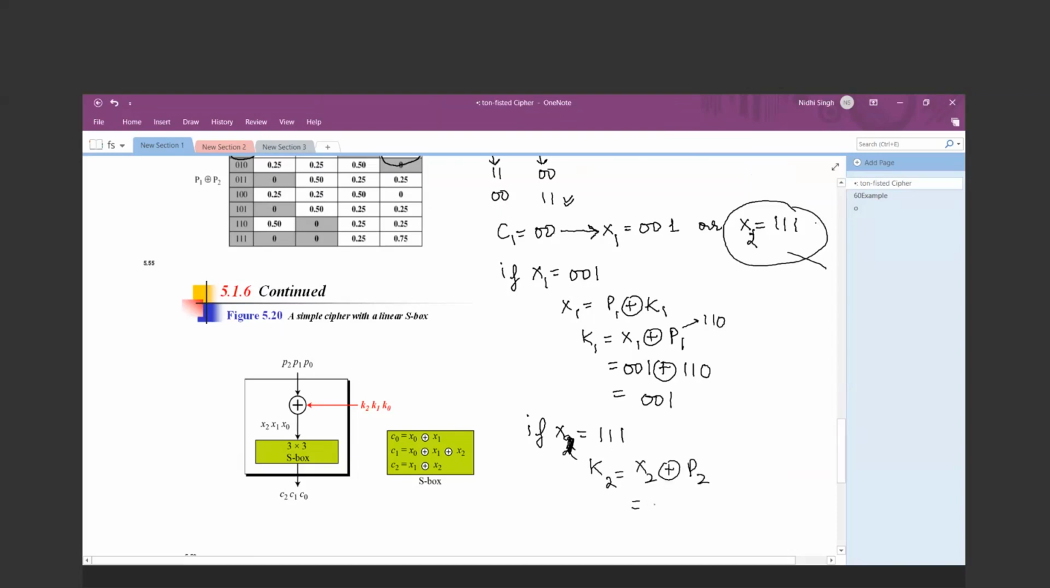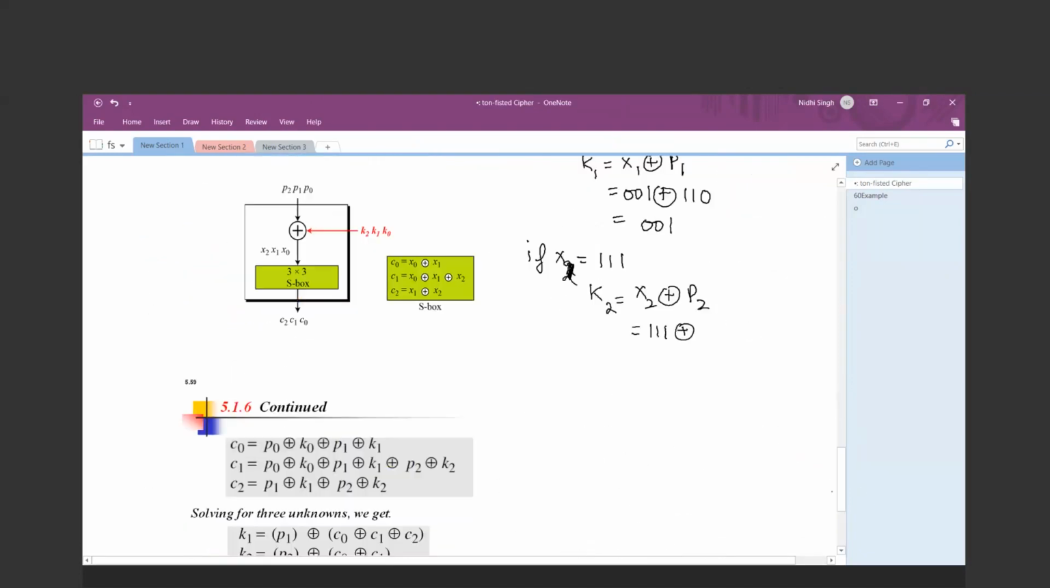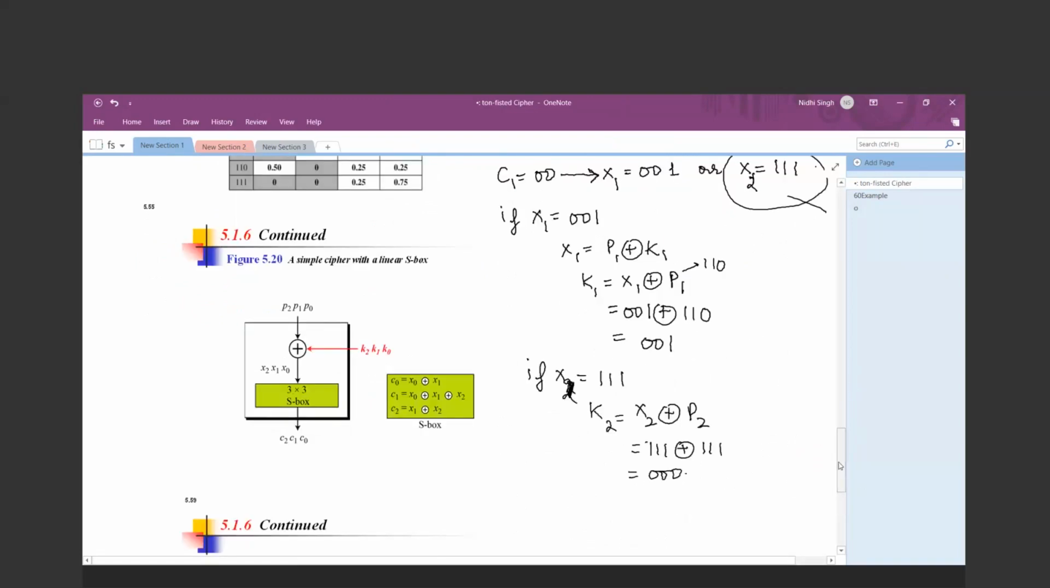So what is my x2 value? That is 111. And what my analysis says that what should be the value of P2? The value of P2 can be 111. So my value of P2 is 111. So what will be my answer? That is 000. So you can see from this computation that there are 2 keys are possible. That's why out of 8, 2 keys are possible.